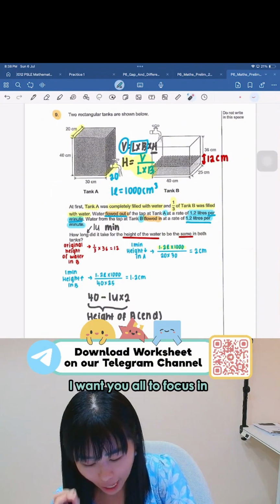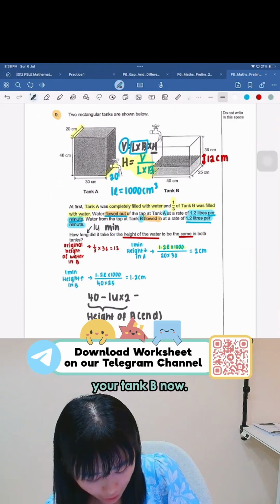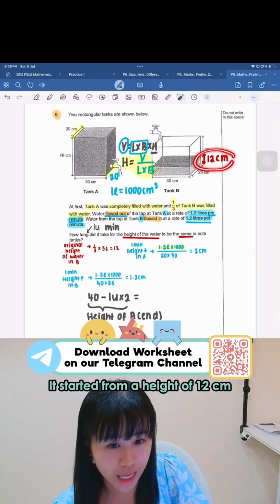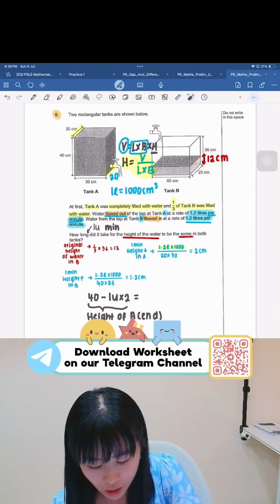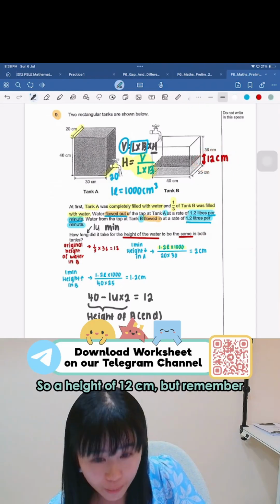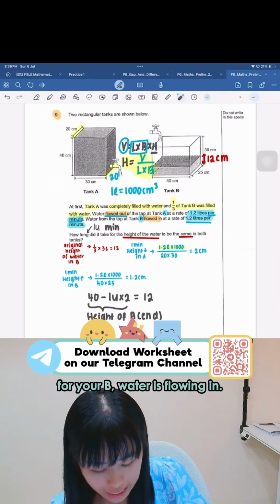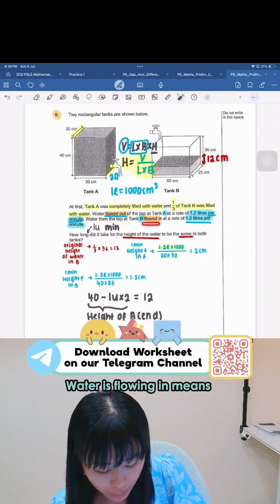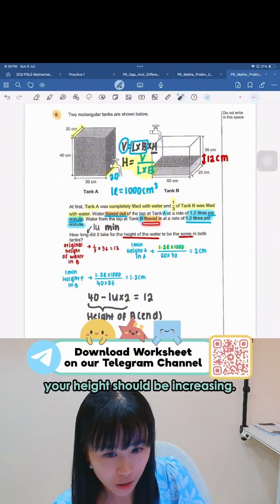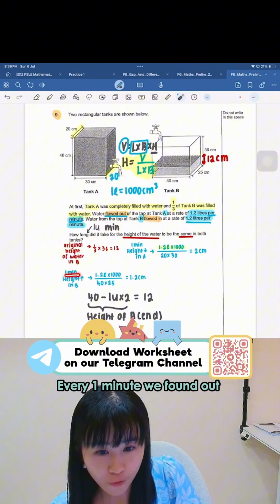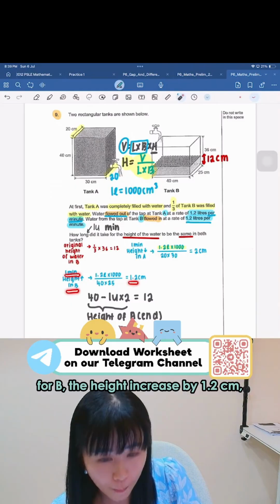Okay, now I want you all to focus on your tank B. It started from a height of 12 cm, which we found just now already. But remember, for your B, water is flowing in. Water flowing in means your height should be increasing. Every 1 minute we found out for B, the height increased by 1.2.